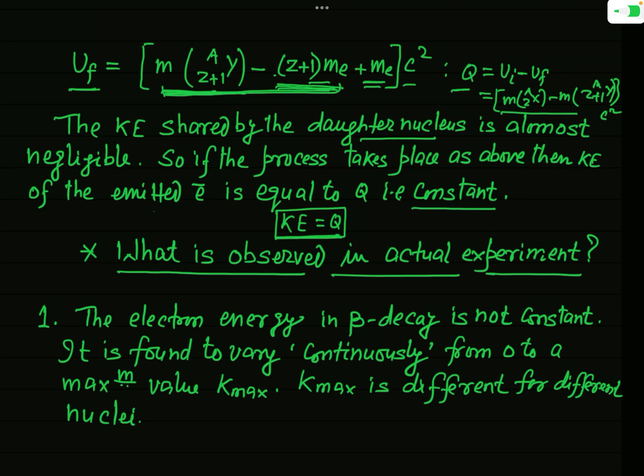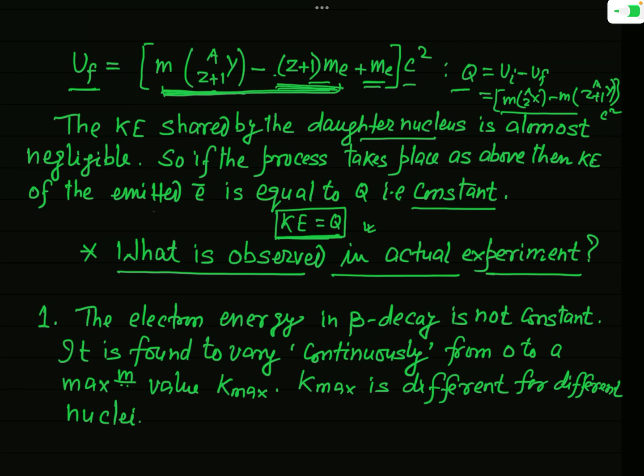But is the experimental result the same as what we are saying? Are the experimental results like that? Definitely not. So I have mentioned it here. What is observed in the actual experiment? We have calculated that the kinetic energy of the electron will have a definite value. When will it have a definite value? When the process is just as I have shown, that a neutron is converted into a proton and an electron, then the kinetic energy of the electron should be constant.